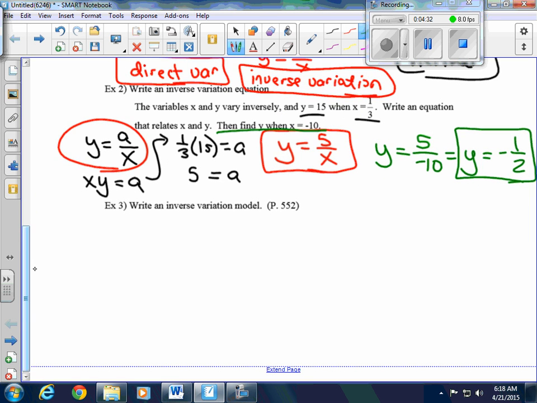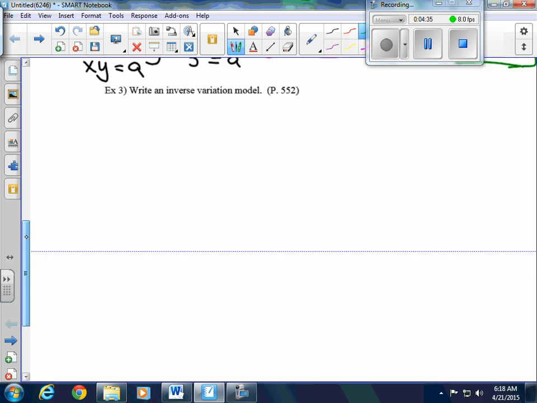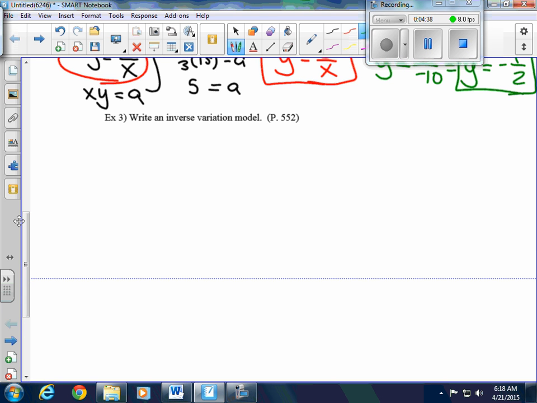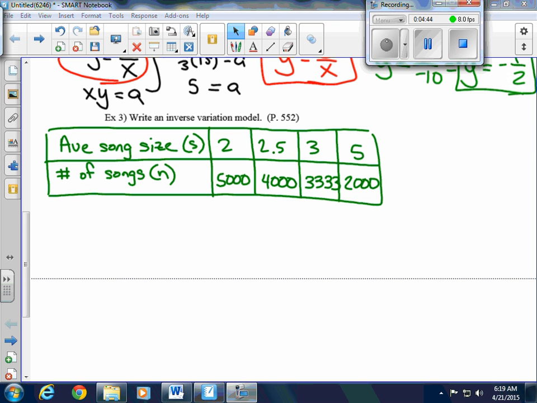All right, example 3 we're going to look at is in your book. It's a table in your book. I'll write it here. All right, so the problem says the number of songs that can be stored on an MP3 player varies inversely with the average size of the song. A certain MP3 player can store 2,500 songs when the average song size is 4 megabytes. So first, it says write a model that gives the number n of songs that will fit on an MP3 player as a function of the average song size.